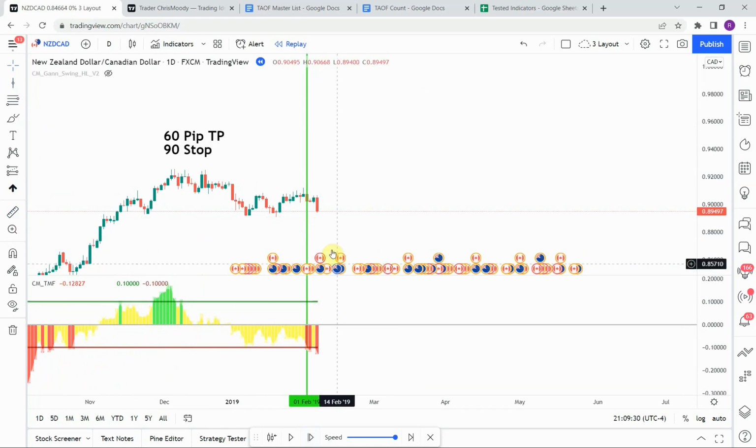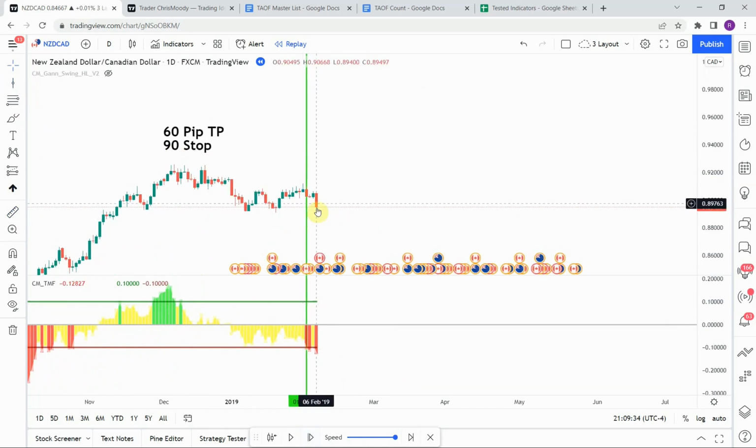All right, so the first signal that we pick up is a short signal right here. We enter on that candle there, then we get this nice push to the downside here, which does come down and get us to our take profit. Let's go ahead and continue on.